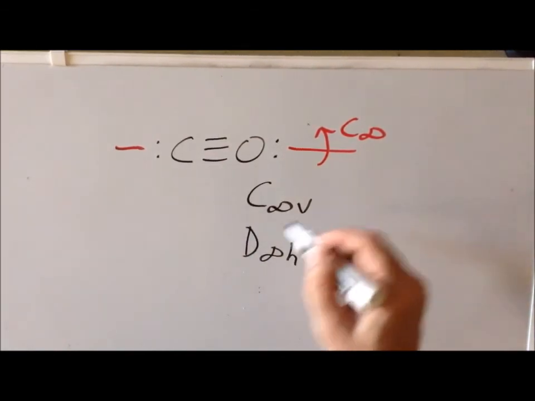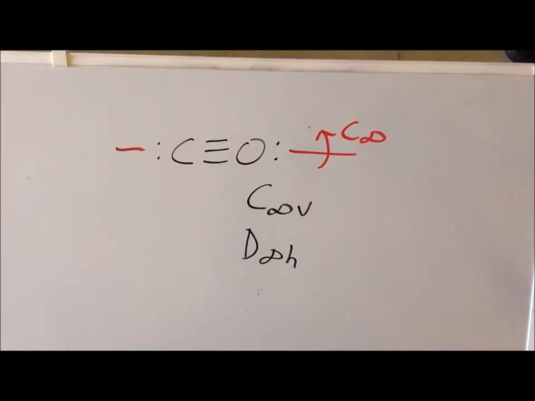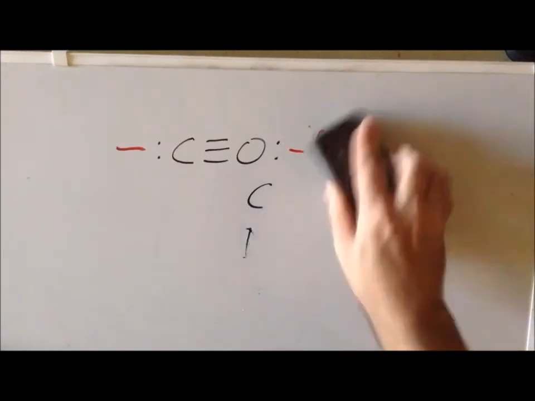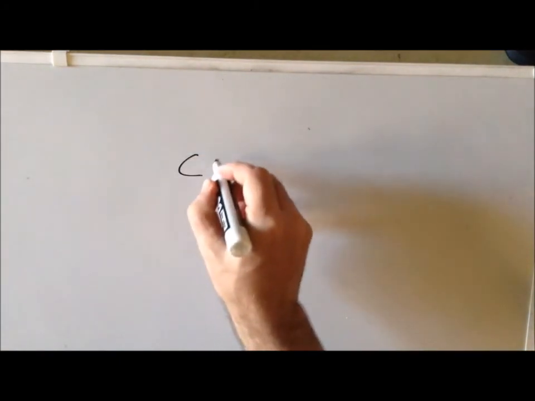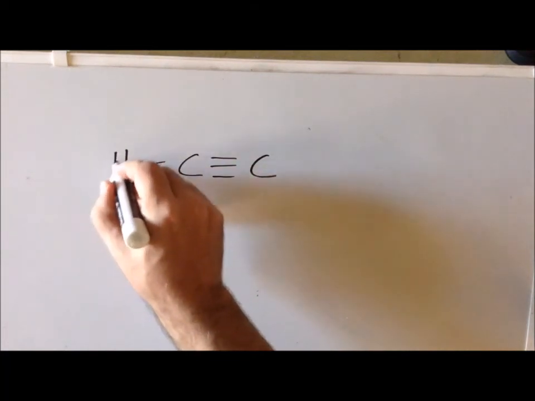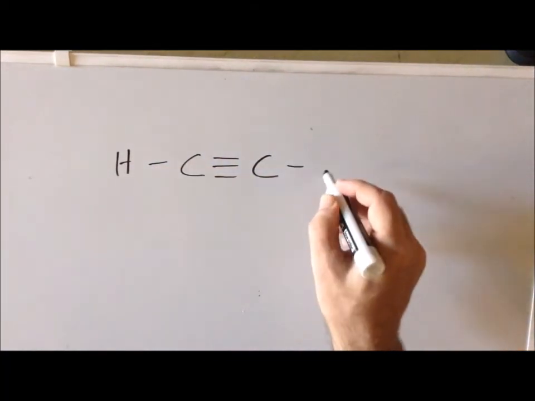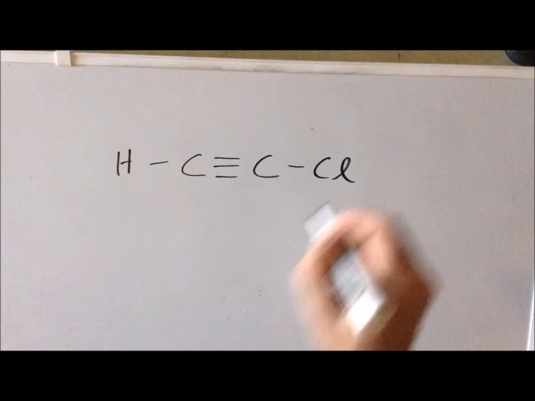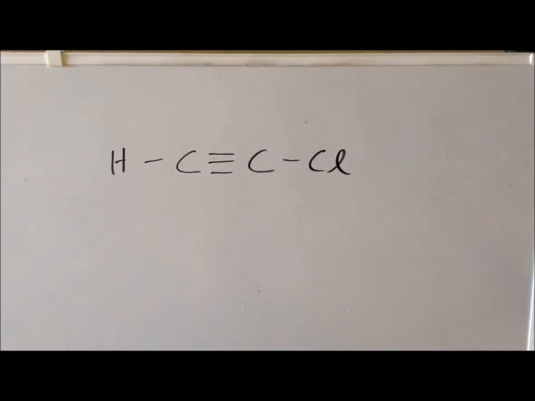So let's look at another linear molecule and see if we can identify its point group symmetry. We want to take a molecule that we looked at already, acetylene, and now make a very small substitution in it and substitute one of the hydrogens with a chlorine atom. So now we have a chloroacetylene. And we want to assess its point group symmetry.